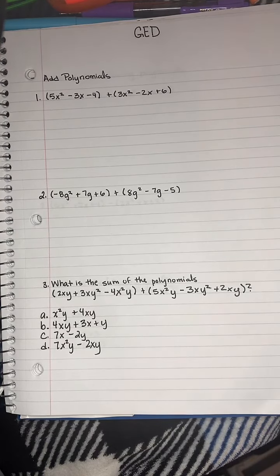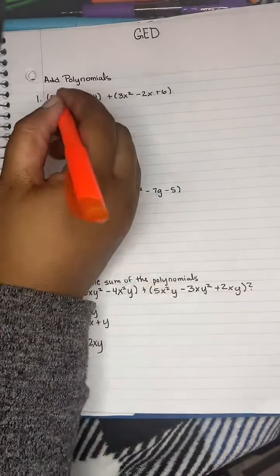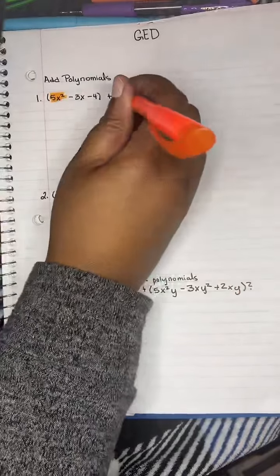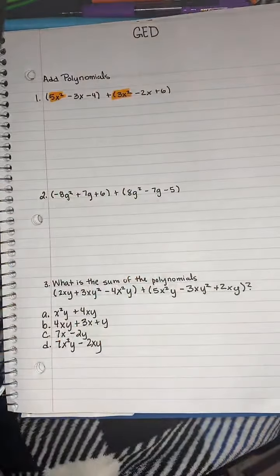Alrighty. So let's start with our first one. We're adding polynomials. So when we add polynomials, we have to combine like terms, okay? So we're going to look at this 5x squared, and the like term with that is a 3x squared, okay? Those two are like terms.